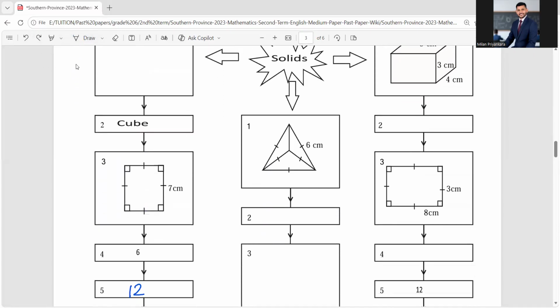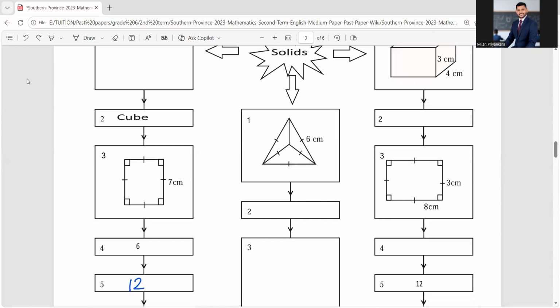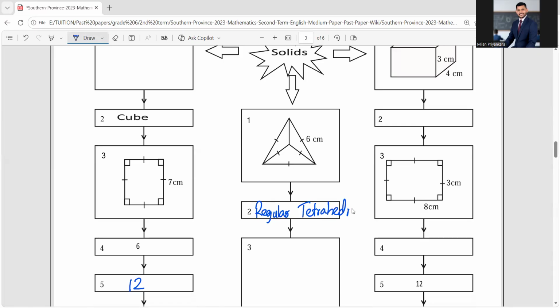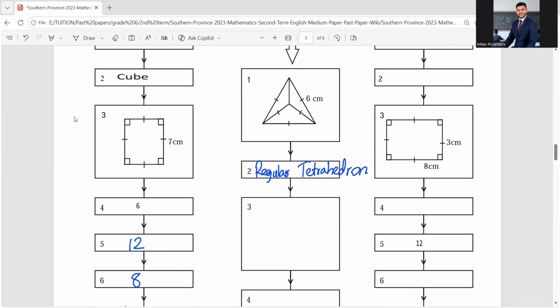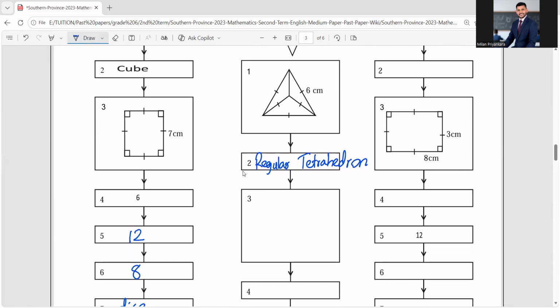Let's go to the other one. Okay. Now, what is the name of this solid? This is the regular tetrahedron. Okay, and then the shape of the face. The shape of the face should be an equilateral triangle. That means a triangle where all the sides are equal.